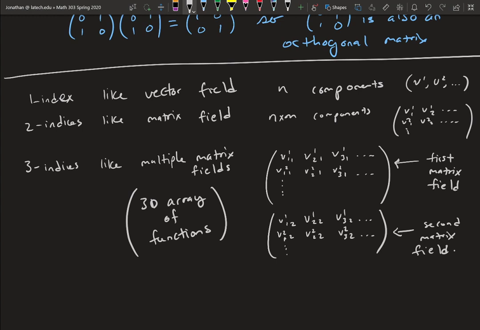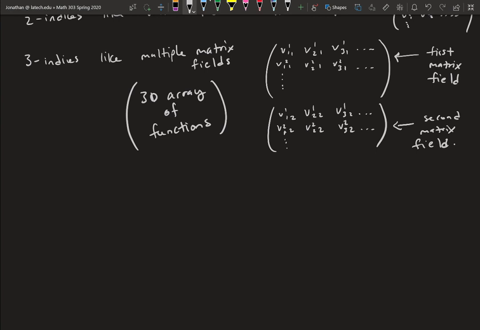Okay, does that make sense? Because we are going to see things with 3 indices and even 4 indices later on, so I want to make sure the idea makes sense, like what the indices would represent. It would represent a 3D array of functions if you have 3 indices. The last index tells you which matrix you're looking at: is it the first, the second, or the third matrix? And you could line all those up together, like here.